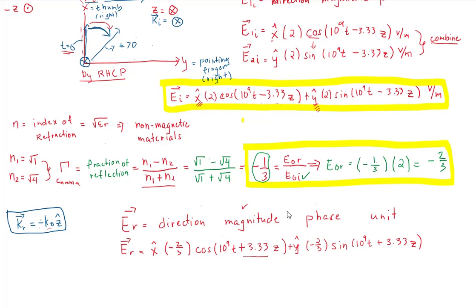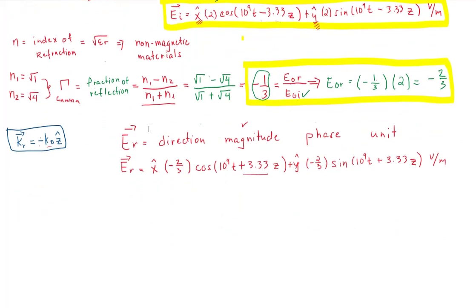Okay, and we'll write down our unit. Now we'll let the sign of the magnitude dictate the final destination. So since this is -2/3, we apply that over here, so we just get negative x hat times 2/3 cosine 10 to the 9 t plus 3.33 z.